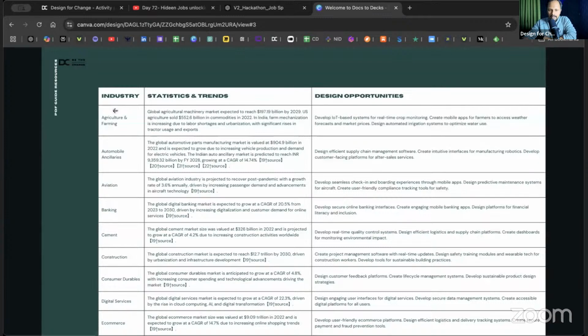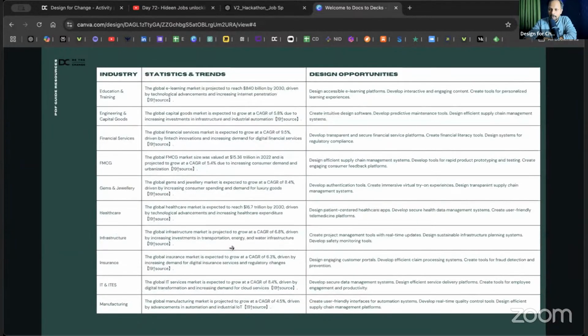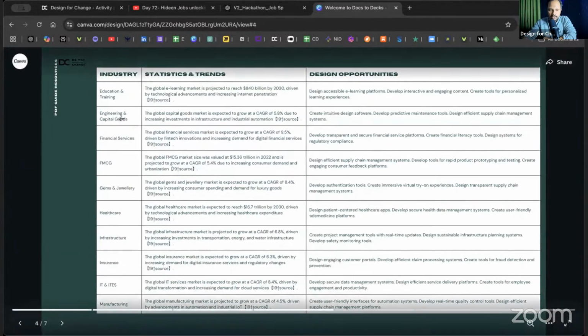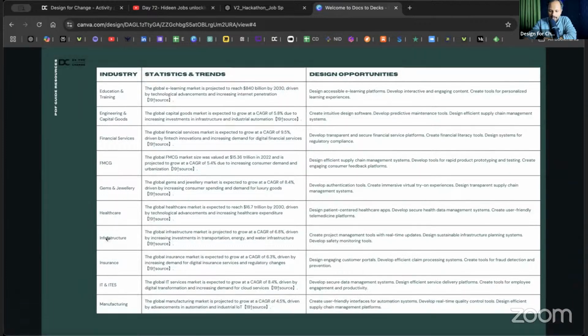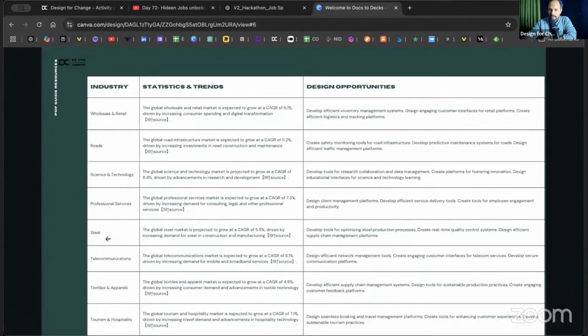Go forward. There are many industries for which I've given some examples, but you can also find out the reality. You don't have to take all of this information; you can read it through and find out which applies. See, education and training, engineering and capital, financial, FMCG, gems, jewelry, healthcare, infrastructure. Try to find out. There is a lot of information available here.